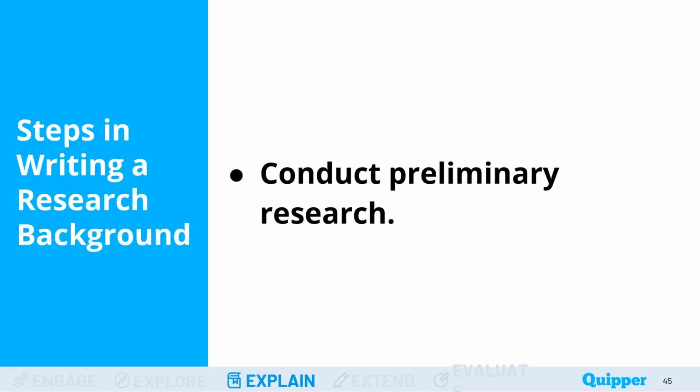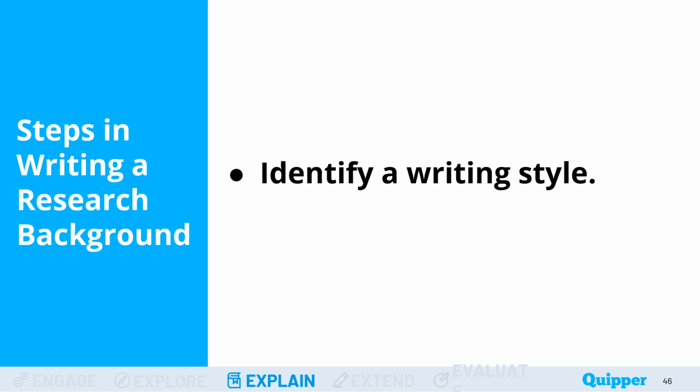So steps in writing a research background. First, conduct preliminary research. So preliminary research helps in grounding the current research study within the parameters of previously conducted research. Identify a writing style. So it could be deductive approach or inductive approach. When we say deductive approach, from general to specific, while inductive approach, specific to general.